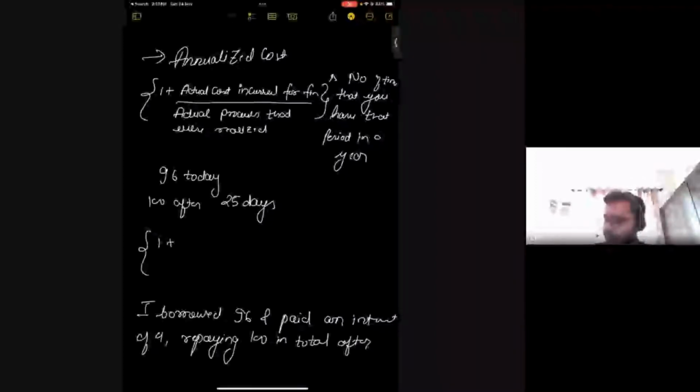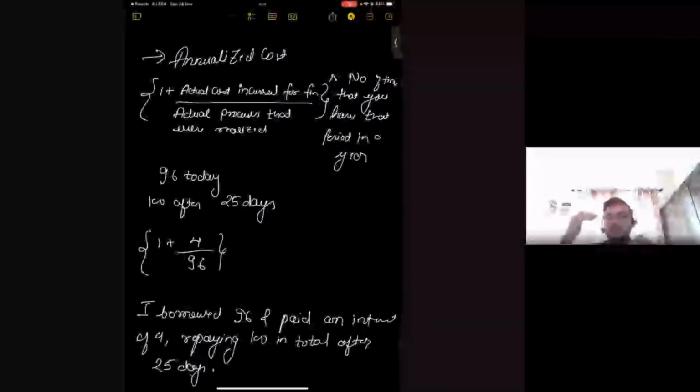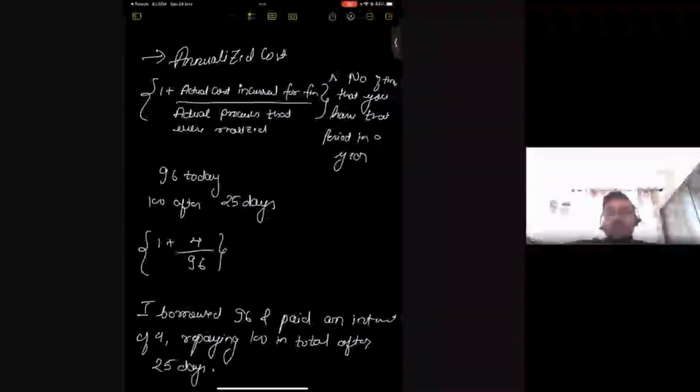after 25 days. So that is how you have to understand this statement, because usually a lot of people will make this mistake that they will do 1 plus 4 by 100. It is not 1 plus 4 by 100. It is actually 1 plus 4 by 96, because you can either pay 96 today or pay 100 after 25 days. So you're essentially like you've borrowed 96 today and you've agreed to pay 100 after a period of whatever, 25 days, 20 days, 30 days, as the case may be.